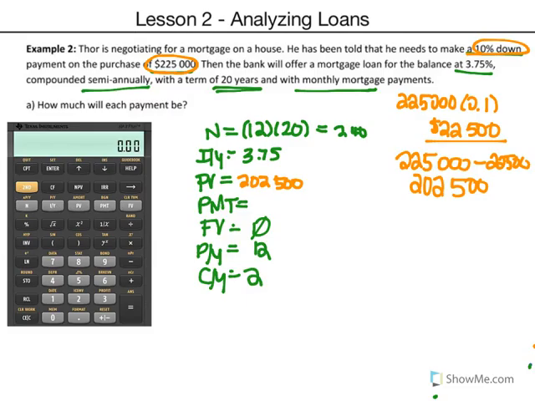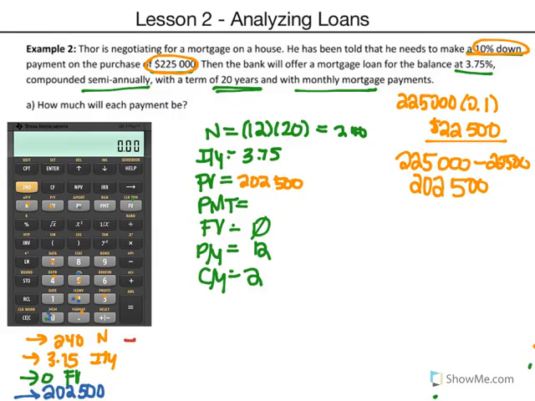Again, just a reminder of how to do this. We're going to go 240, and then we're going to hit N. Then we're going to hit 3.75, IY. Then we're going to hit 0, future value. It doesn't matter what order you put it in. I just did it backwards. Oh well. Now we're going to hit 202,500, and that is our present value.